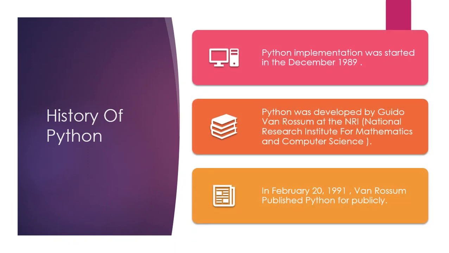Okay, features of Python. So let's take a look at the history of Python. So let's start, friends. As we know, Python's implementation was started in December 1989. The person who developed Python is Guido van Rossum, and at NRI he developed that application.